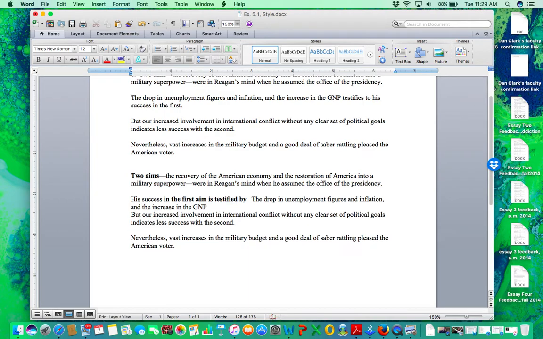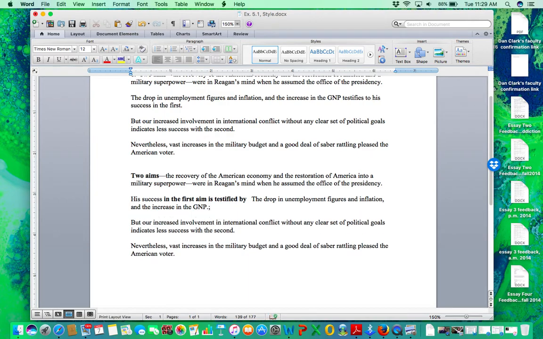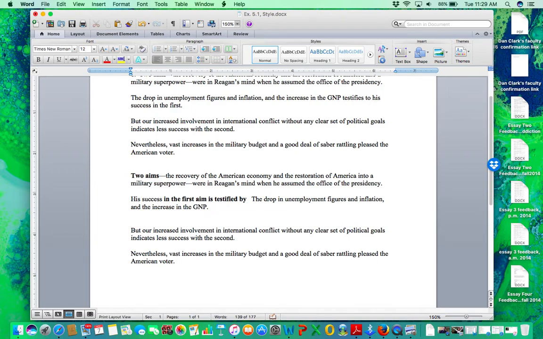And maybe we'll try putting a period there. Get that out of the way for now. Okay, by what? By the drop in unemployment figures and inflation and the increase in the GNP. Boom! Let's read that. His success in the first aim is testified by the drop in unemployment figures and inflation and the increase in the GNP.